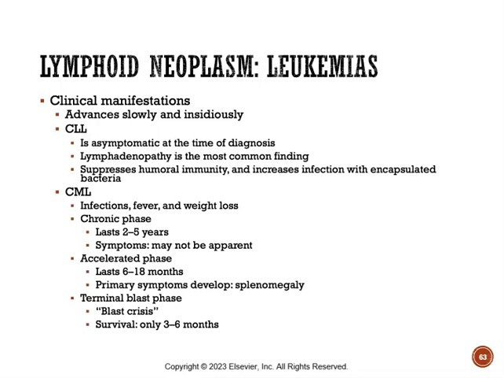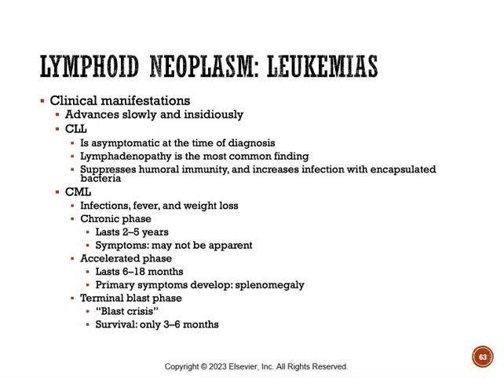lymphadenopathy, and that means we've got swollen lymph nodes. This tends to be the most common finding. We'll also have suppressed humoral immunity, which, if you remember, humoral immunity is going to involve our B cells differentiating into plasma cells and secreting antibodies. So with that being suppressed, it makes the patients more vulnerable to infections, especially from encapsulated bacteria.